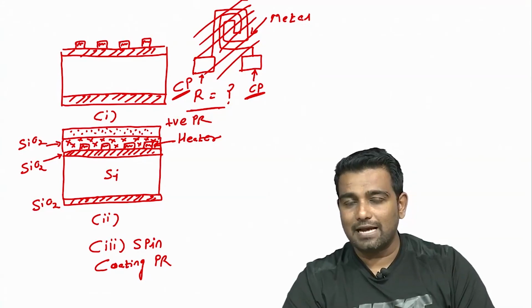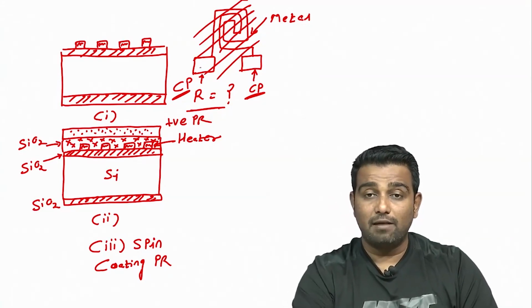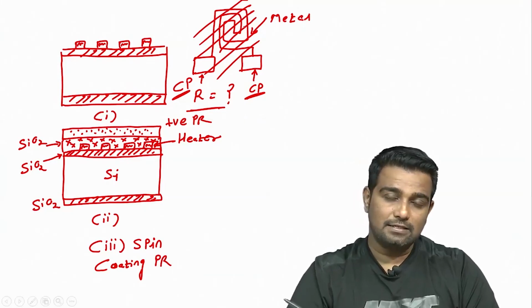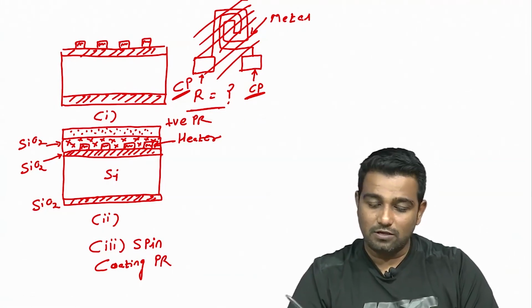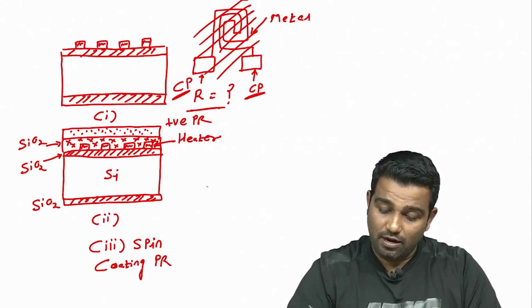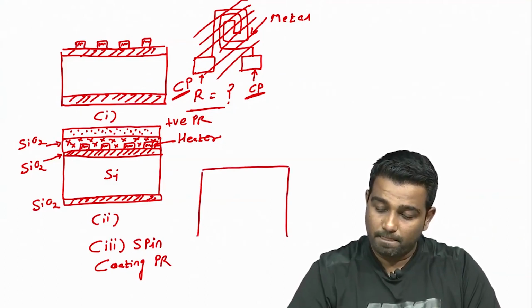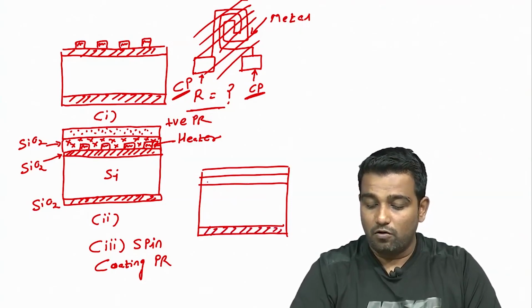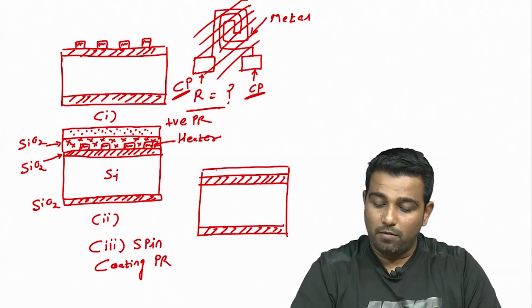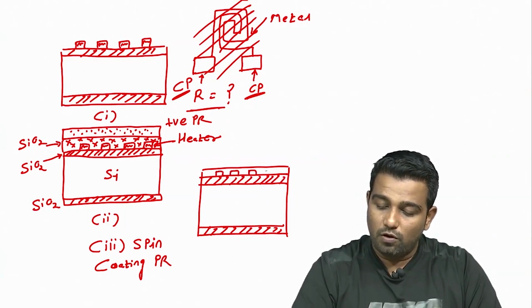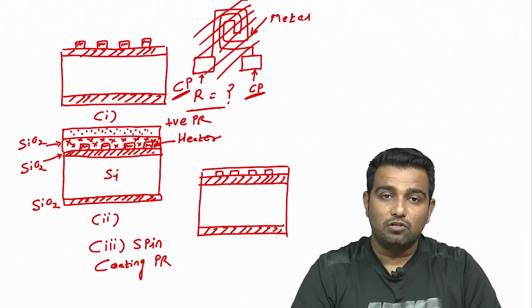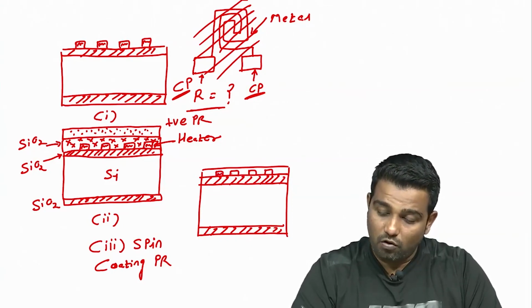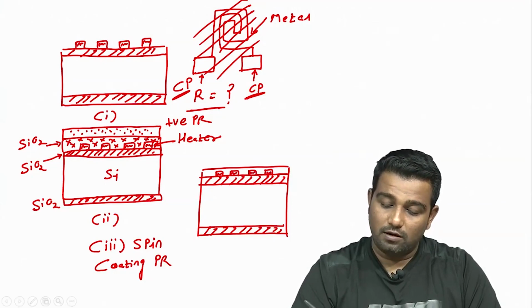So, what kind of mask I have to use if I want to remove just metal pad and keep the rest of the area as it is? I will use a dark field mask. So, let us see here, this is step 3, we have coated photoresist. Step number 4 would be to load the mask. So, for loading the mask we will use a dark field mask. Why? Because we want to etch only the area which is your window or contact area of the micro heater.